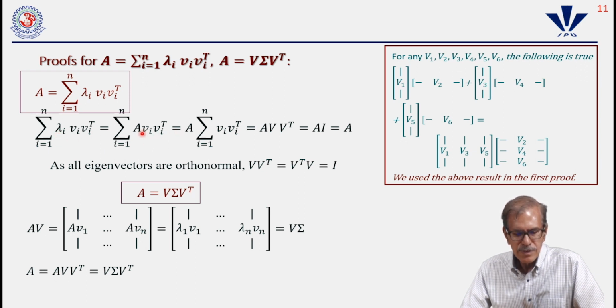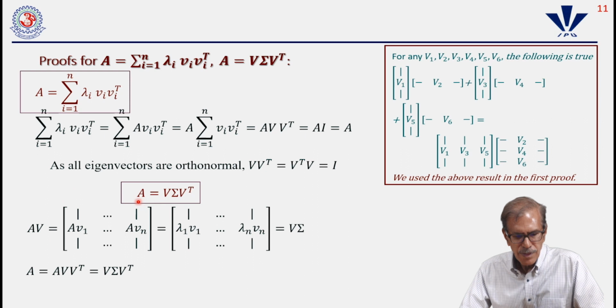Now vi and vi transpose, if we multiply that and sum over all the eigenvectors, we can write this as matrix phi, where matrix phi consists of all the eigenvectors as its columns, times the transpose of that, and that is proven here. Because phi consists of orthonormal columns, and phi transpose is its transpose, if we multiply, we get the identity matrix. So A times the identity matrix is A. So we prove this. Okay.